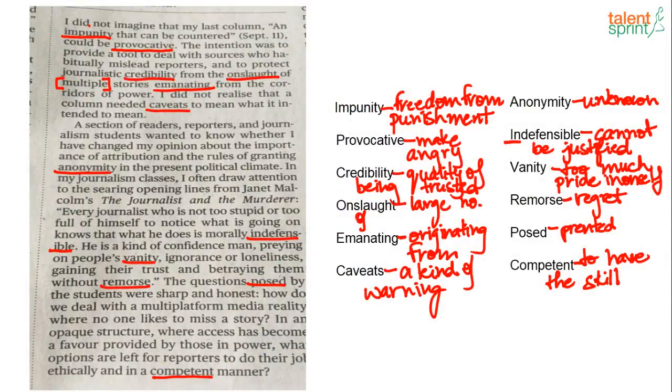Okay, in an opaque structure where access has become a favor provided by those in power, what options are left for a reporter to do their job ethically and in a competent manner? So here, if you notice, what does this mean? What does opaque mean? Guys, go back to physics. Transparent, when you can see through something. Translucent, when you can partially see. Opaque, when you cannot see through something.